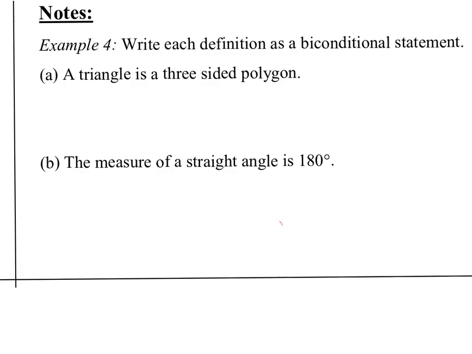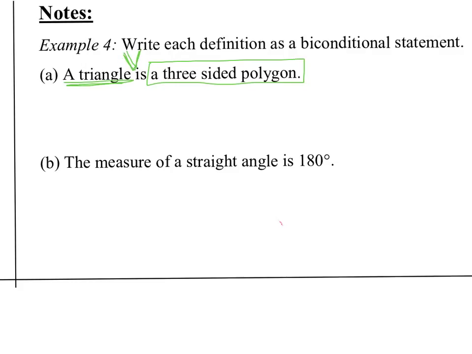A triangle is a three-sided polygon. So we kind of want to break it into what we think is going to be the hypothesis and what we think is going to be the conclusion. I'm going to say triangle would be my hypothesis, and three-sided polygon would be my conclusion. So I'm going to stick that if and only if right here in the middle.